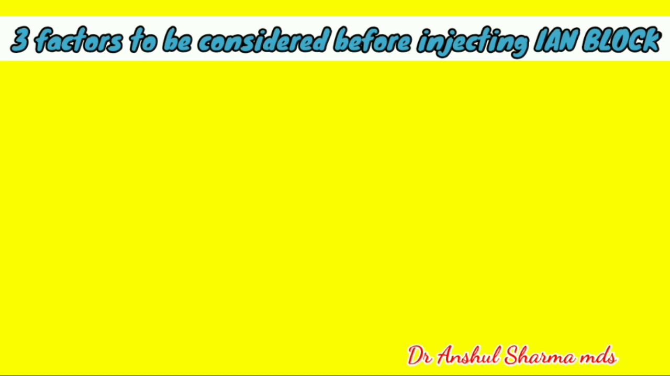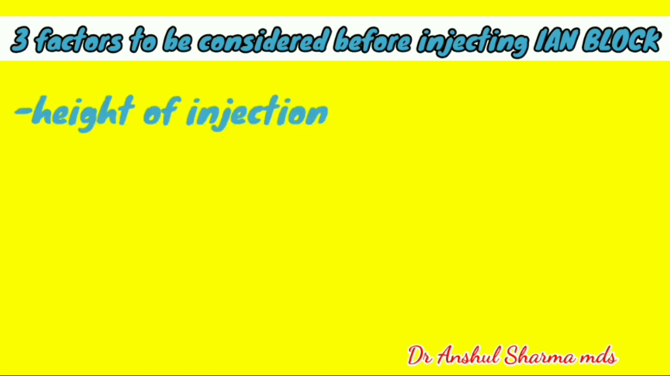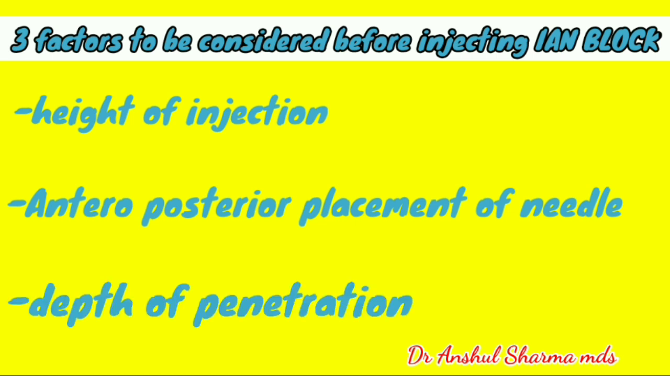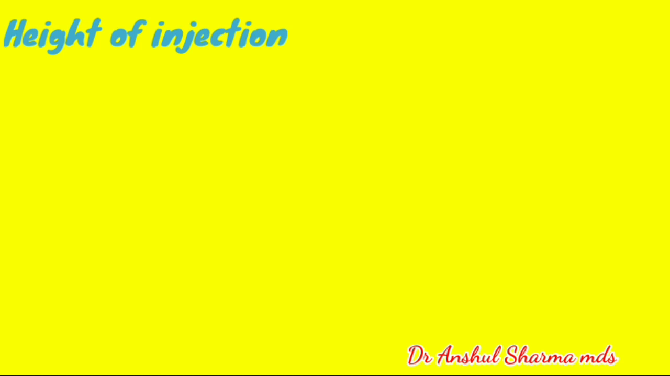There are three factors which should be considered before administering the inferior alveolar nerve block: first, the height of the injection; second, the anterior posterior placement of the needle, which helps you to locate a precise needle entry point; and third, the depth of the penetration, which determines the location of the inferior alveolar nerve or mandibular foramen. Let us understand the height of injection.